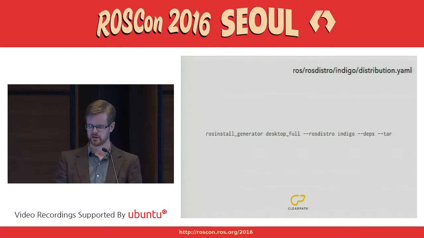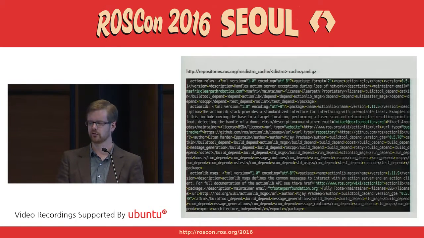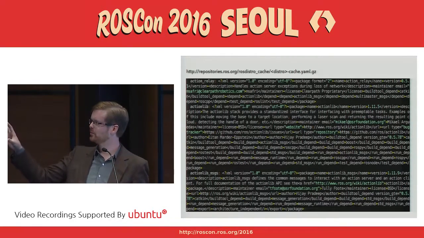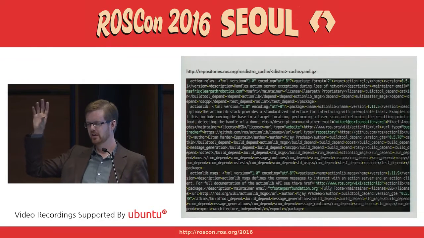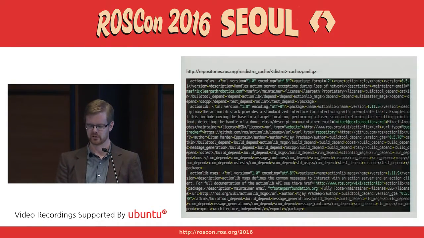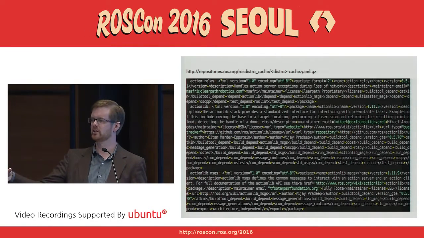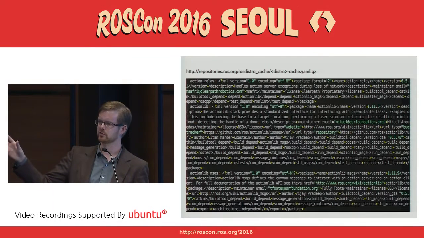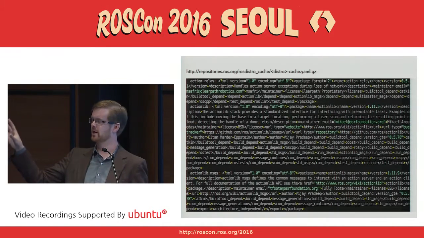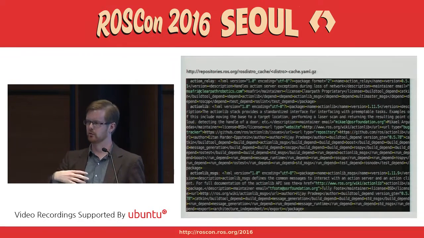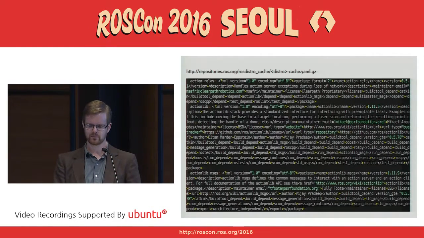So the way that resolves itself is that there's a distribution cache file, which the build farm builds, which is that distribution YAML, except it's got a giant dictionary in it of every package XML. So this is a little snippet of that, and you can see actionlib with build depend, run depend, whatever. And that distribution cache is updated by the build farm every 5 minutes, or 15 minutes, whatever it is. And so ROS install generator is able to access this file and then resolve dependencies for a whole tree of packages. So that's historical piece one.